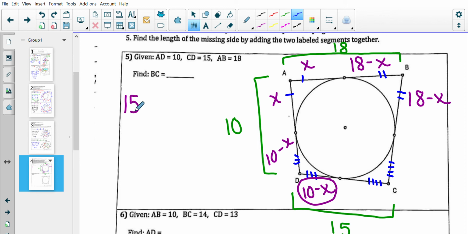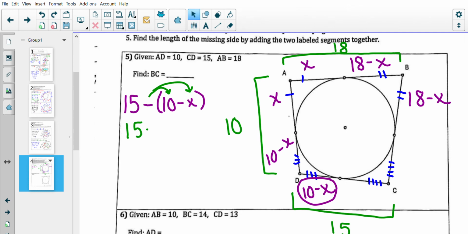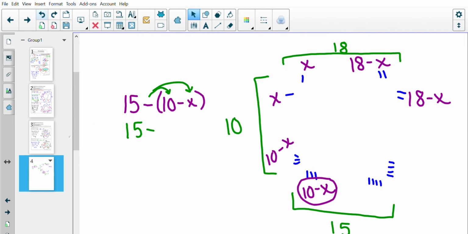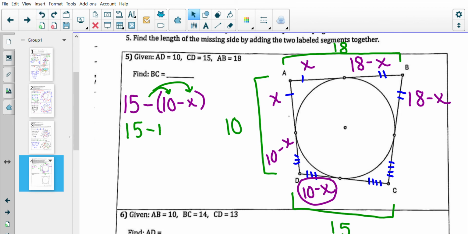So we're going to do 15 minus, now we need parentheses, 10 minus X. Distribute that negative in, and we're going to have 15 minus 10 plus X, which is going to be 15 minus 10 is 5, 5 plus X. That means from C to the dot is not going to be 15 minus X because it wasn't X, it was 10 minus X. So this is going to be, when we simplify it, 5 plus X, which means the other side of C is 5 plus X.